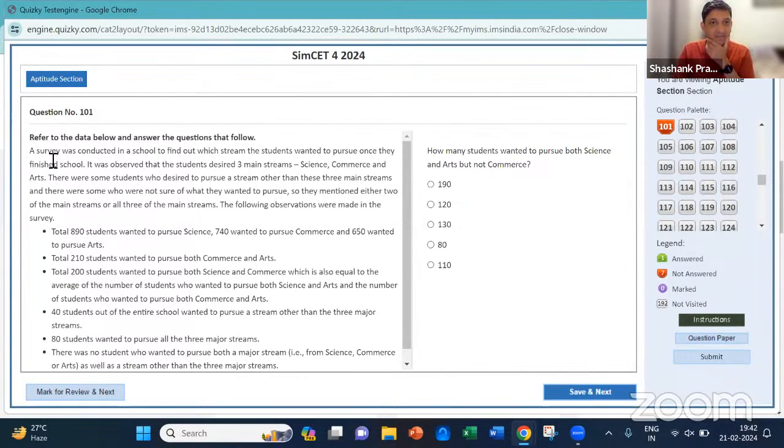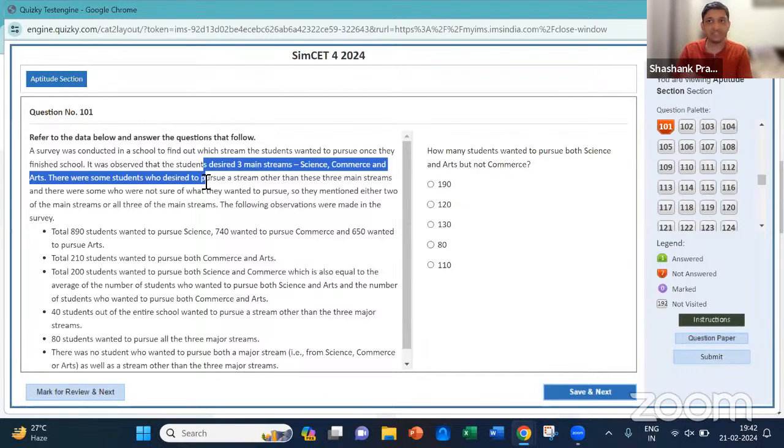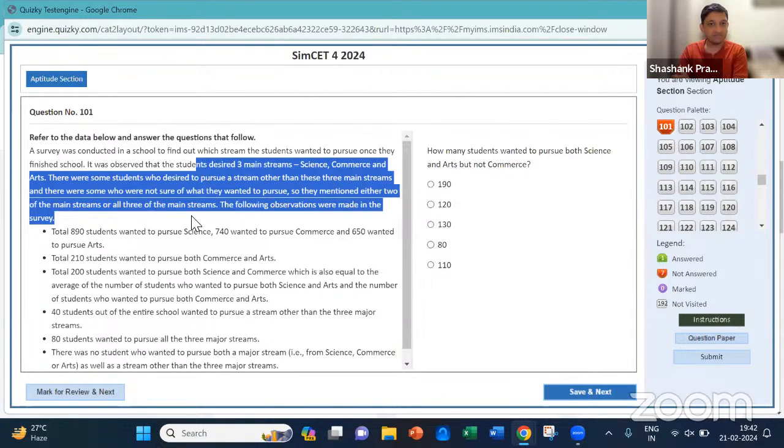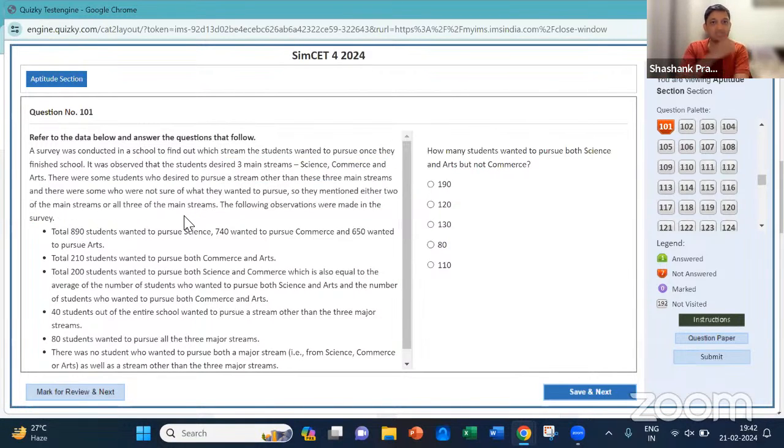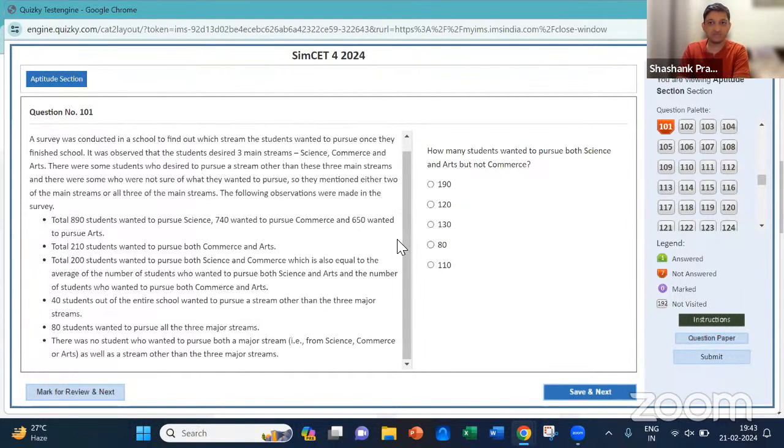Let's see. A survey was conducted in a school to find out which stream the students wanted to pursue once they finished school. Three main streams: science, commerce, arts. There were some students who desired to pursue a stream other than these three main streams, and there were some who were not sure of what they wanted to pursue, so they mentioned either two or all three. The following observations were made. Okay, this will be difficult because I'll have to visualize a lot, but let's see.